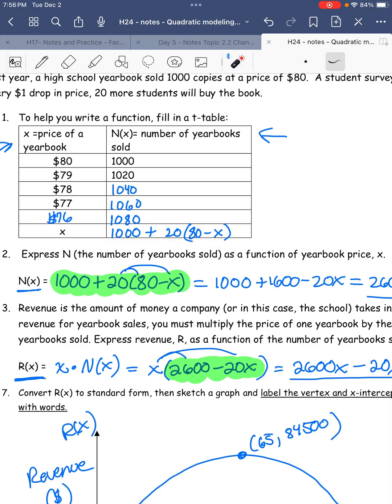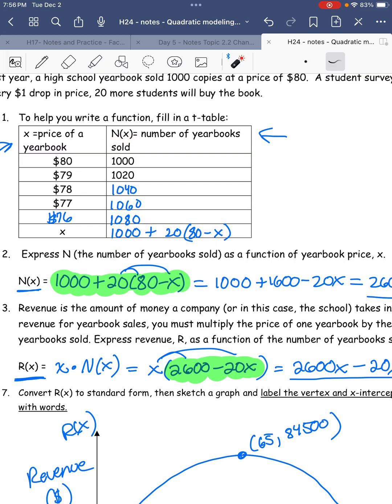So let's try this a little bit. That's going to be the hardest part, coming up with an equation. So let's try like 78, right? If I do 78 here, 80 minus 78, that's 2, because it's $2 below 80. 2 times 20 is 40, and 40 plus 1,000 is 1,040. Let's do 76. 80 minus 76, that's 4. 4 times 20 is 80. 80 plus 1,000 is 1,080. Okay, so that right there is your equation for the number of books.